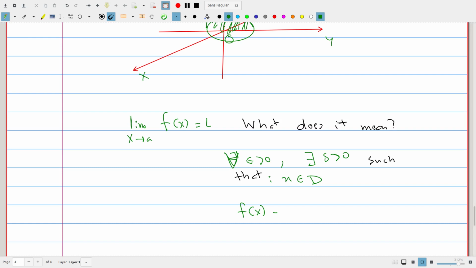if x is in D, and the distance x minus a is less than delta, then f of x minus L is less than epsilon. I mean, if I give you any small number epsilon, any small positive number, so epsilon is a small positive number.